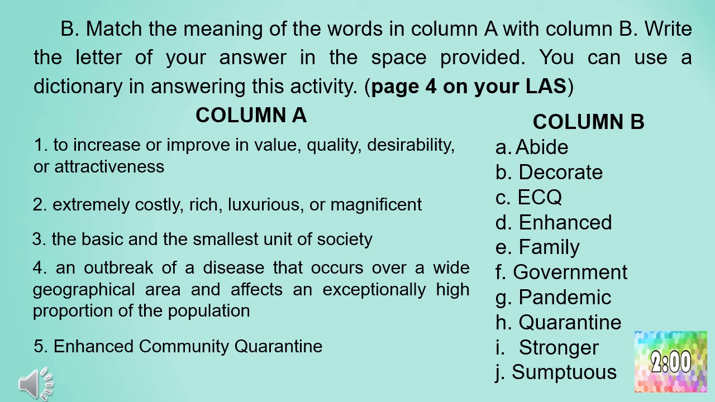For this activity, what you need to do is to match the meaning of the words in column A with the given words in column B. Write the letter of your answer in the space provided. You can use a dictionary in answering this activity. You can download an offline dictionary on your smartphone. After 2 minutes, we will check the first 5 items in this activity. Your timer starts now.